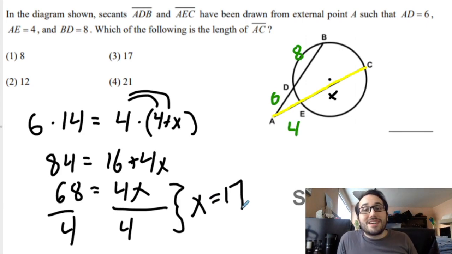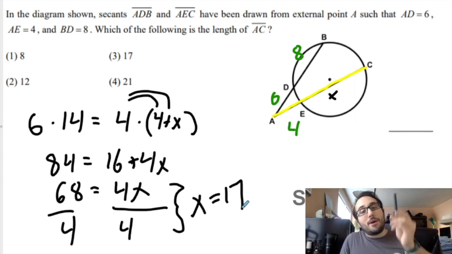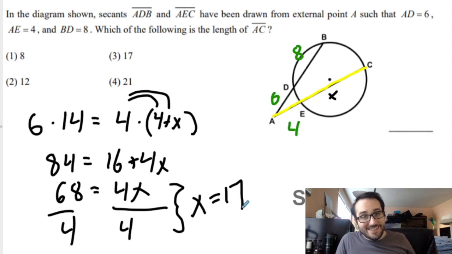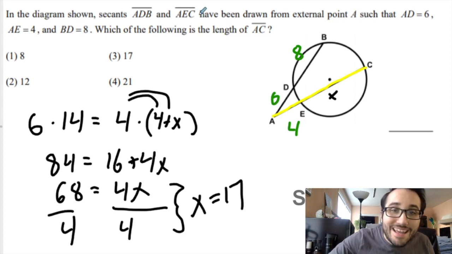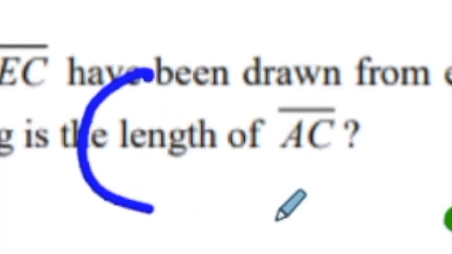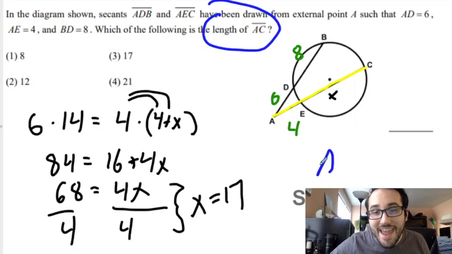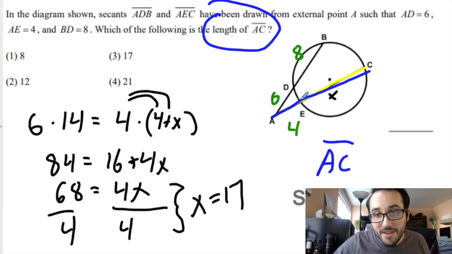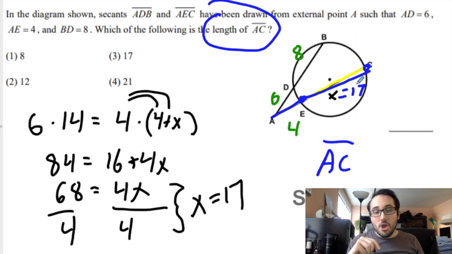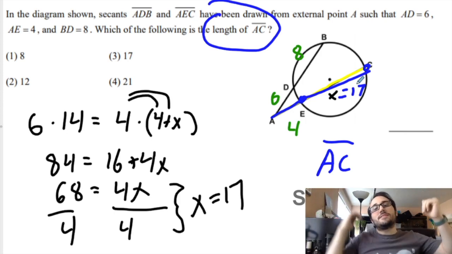So we got that x equals 17. Now, if you circle choice 3 as an answer, you're wrong, because you have to be careful. It's telling us we want to know what the length of AC is. AC is this entire length. All we figured out was EC. 17 is that missing piece. So we need to add 17 plus 4 to get the entire piece. And 17 plus 4 is 21.